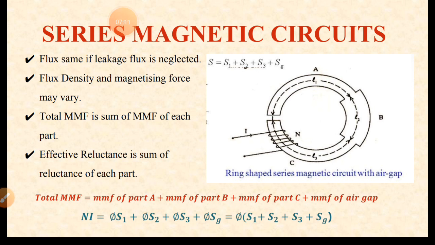Also in part C, we have wound a coil having N number of turns and carrying a current I. As a result, a flux will be set up in this material. Here we can see that the flux is only having one path to travel. So in the case of a series magnetic circuit, the flux is only having a single path, so the flux will remain constant throughout all the materials. One more thing we have to take into account: we are neglecting the effect of leakage. If there is some leakage, then the flux in the material will be different from the flux in the air gap. That we can see in detail in the coming lectures.